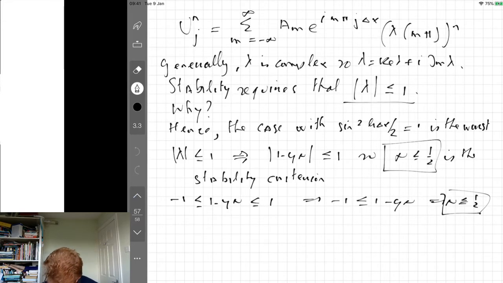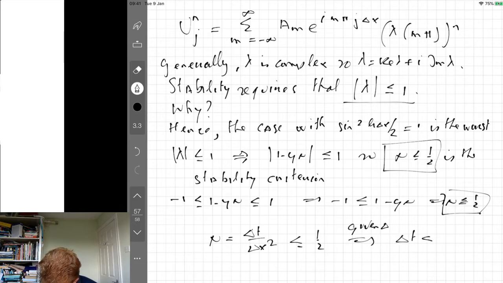Let's go up. So mu was delta t over delta x squared, and it needs to be less or equal than half. So that gives you, given delta x, a time step criterion. If you provide delta x, it gives you a delta t for which your numerical scheme is stable.